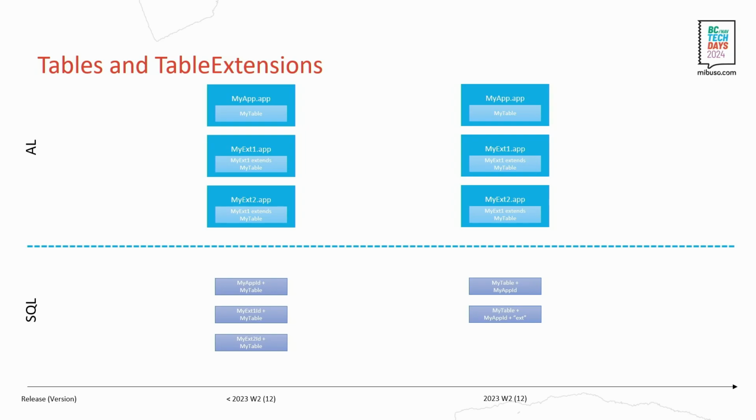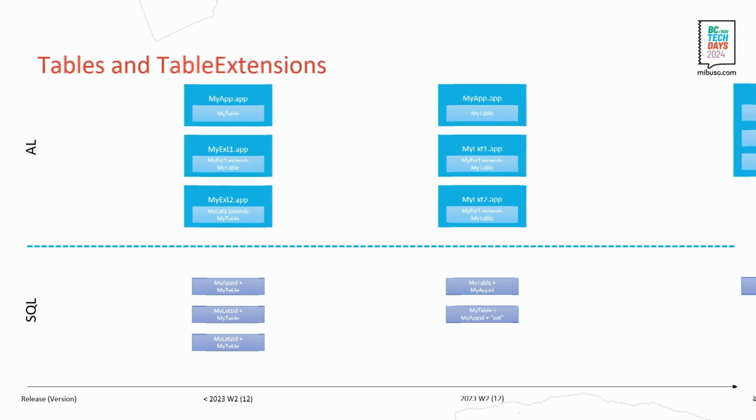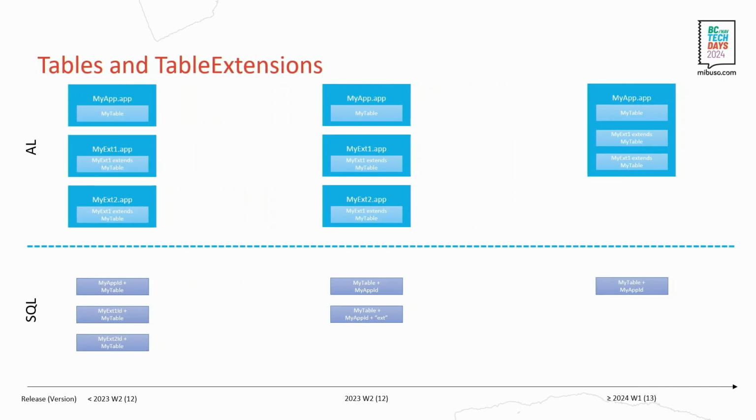So in the Wave 1 release this year, we added the ability to have them in the same app. And we did it a little bit smarter, because if you put the table and the table extensions in the same app, we collapse it into one table. So there's no performance penalty by doing this now. If you add a table extension in another app, you will go back to having the companion table. But if you only have table extensions in the same app, you will have a single table in SQL.